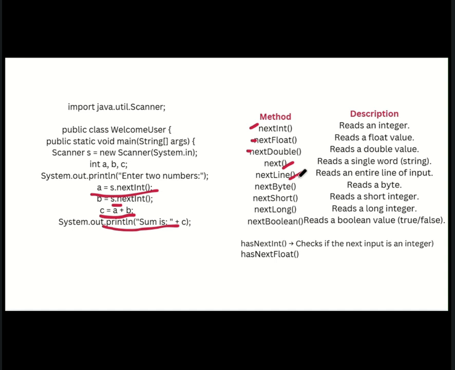Other methods are also available, such as nextByte, nextShort, nextLong and nextBoolean. These methods support different data types in Java. And if you need to confirm the type of data before reading it, use methods like hasNextInt. This method returns a Boolean value, either true or false. So for example, before reading an integer, you can check if the next value is actually an integer. If it is, you can proceed with reading it. If not, then you can just avoid it.